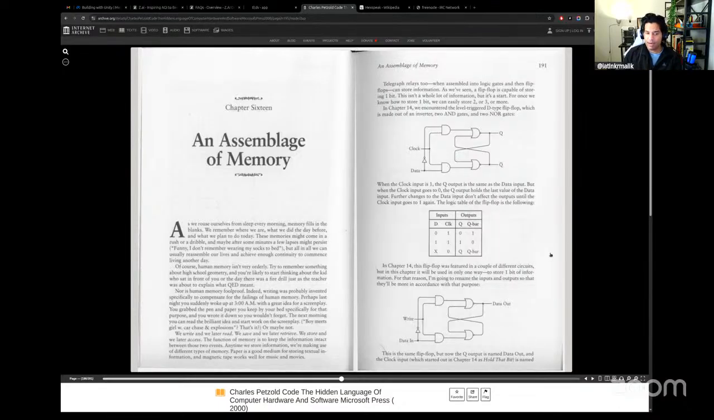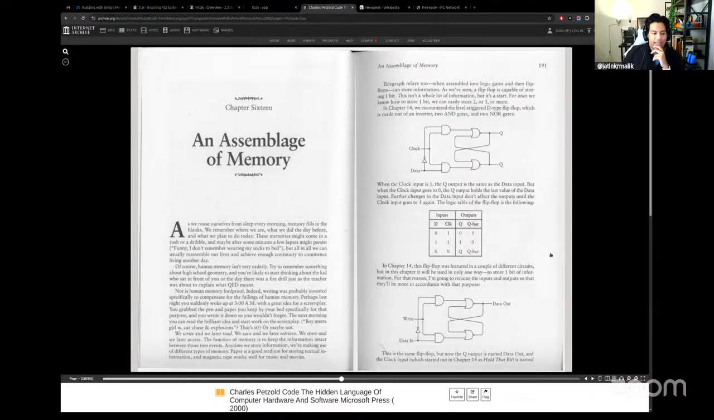So we know what tasks we have to do, what are the things we did yesterday, the day before, what are the things that are pending, what you want to do today. Of course, human memory is very disorderly. Try to remember something about high school geometry, and you're likely to start thinking about the kid who sat in front of you, or the day there was a fire drill just as the teacher was about to explain what QED means. Nor is human memory foolproof. Indeed, writing was probably invented specifically to compensate for the failings of human memory.